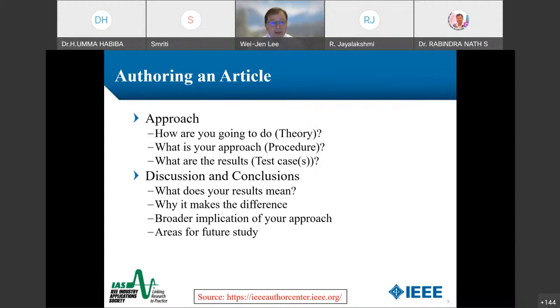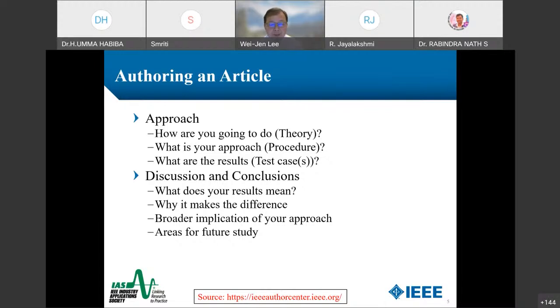And then you try to mention what your approach is. How are you going to do it? This is on the theory side. What is your approach? What is the procedure? What are the results? Do you have a test case to prove your theory? And then also the discussion and conclusion.